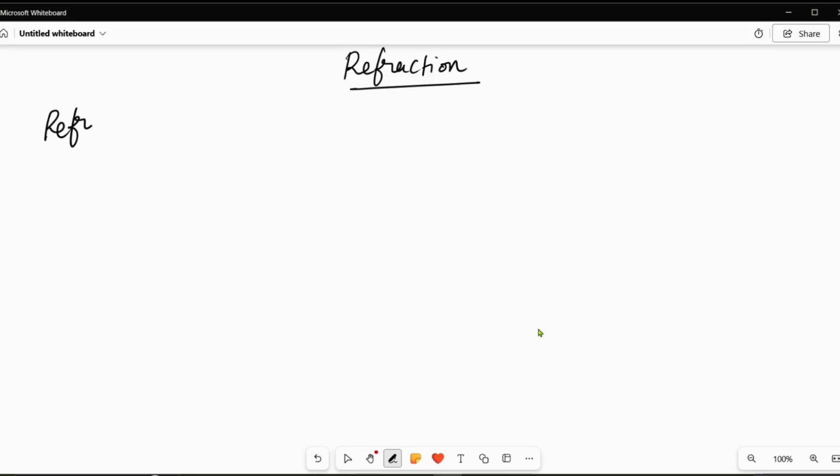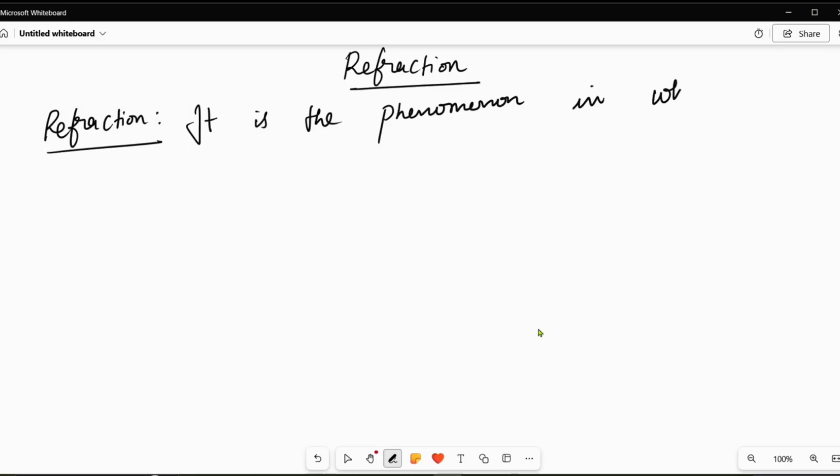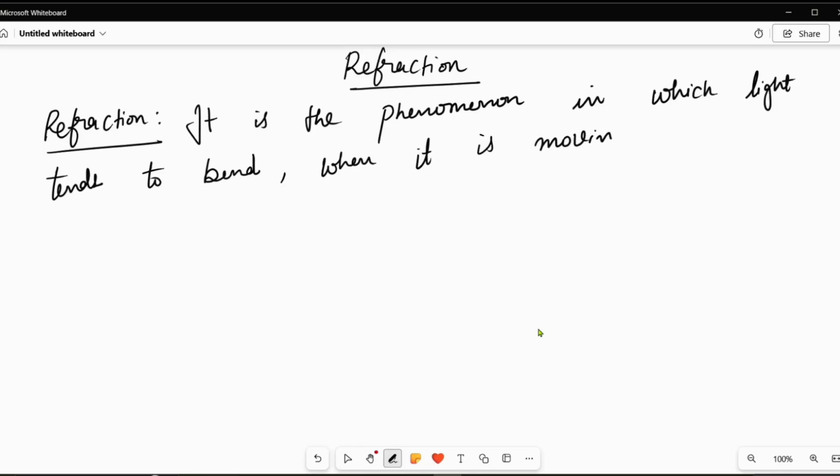First, refraction. It is a phenomenon in which light tends to bend when it is moving from one medium to the other medium.